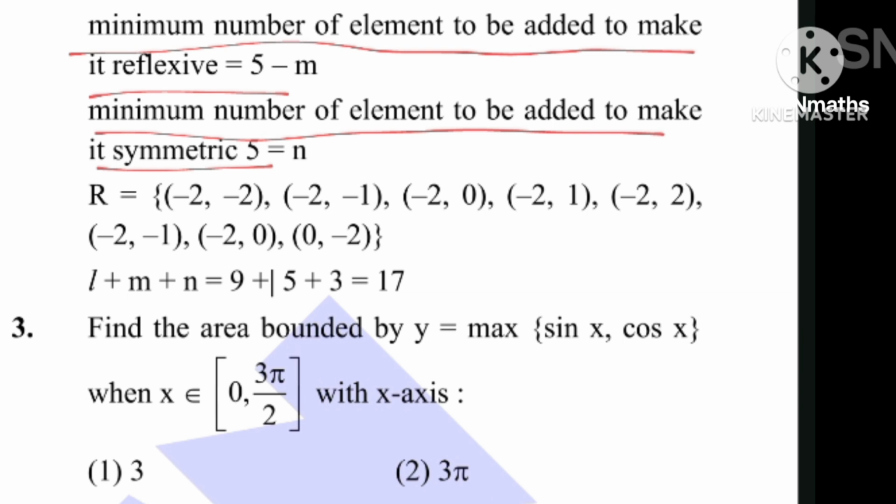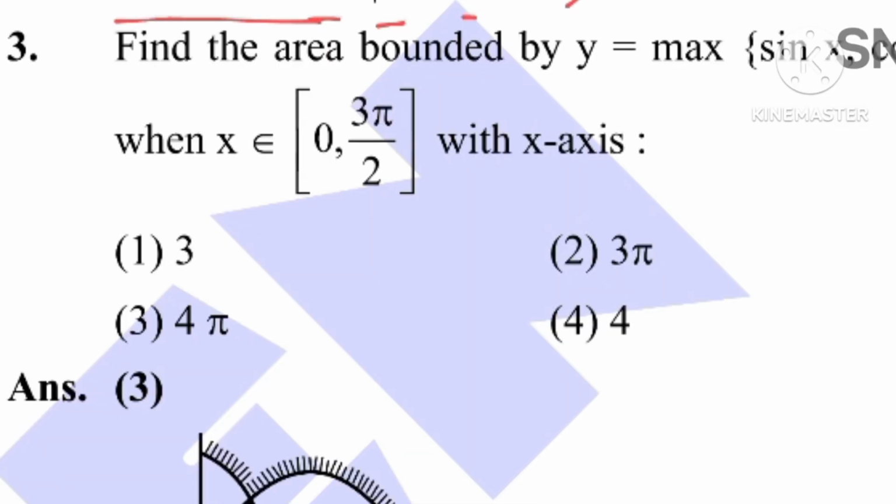So R is equal to (minus 2, minus 2), (minus 2, minus 1), (minus 2, 0), (minus 2, 1), (minus 2, 2), (minus 1, minus 2), (minus 1, 0), (0, minus 2). Now finally L plus M plus N is equal to 9 plus 5 plus 3, that is equal to 17. Answer is 17. Good question.